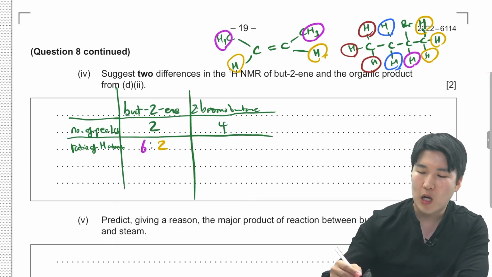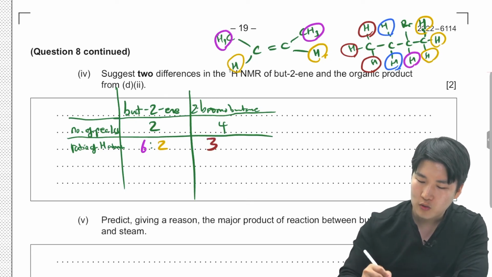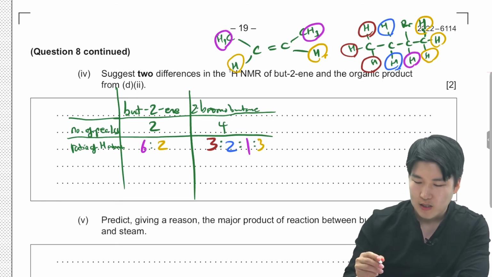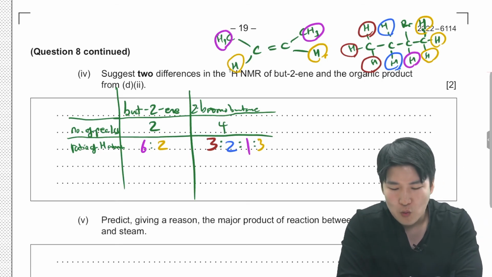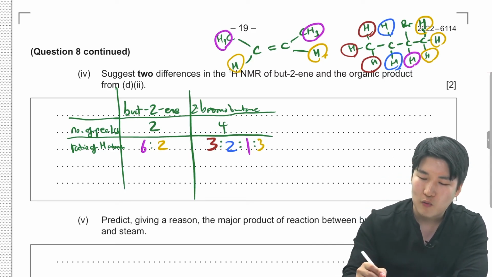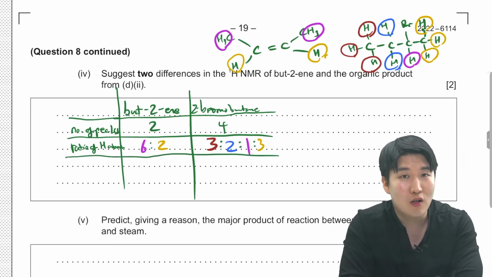However, for our 2-bromobutane, we will have 3:2:1:3. Now that's all we need to know for SL level. But for higher level, we can go further to contrast the two spectra.